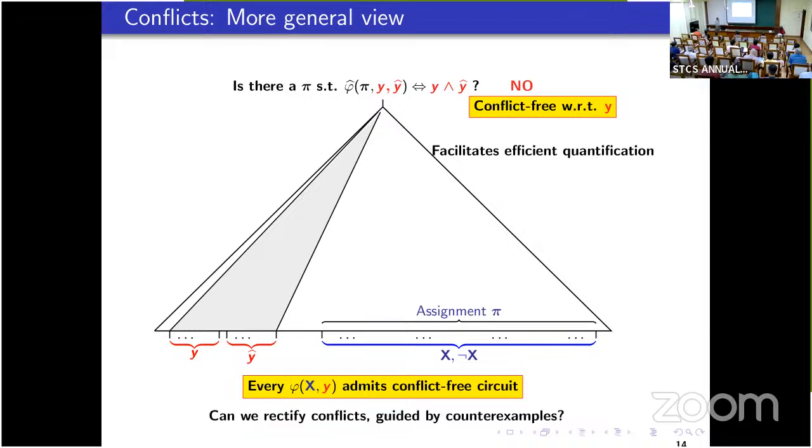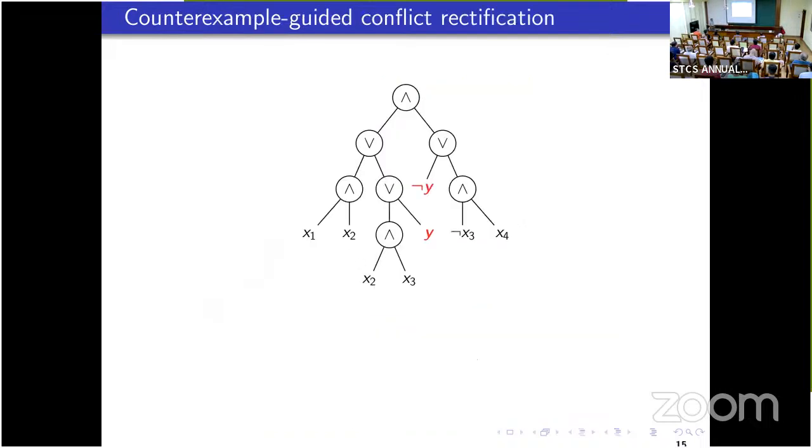But one of the questions that we ask is, do we really need to go to DNF? Can we just look at these counterexamples and rectify these conflicts? So here, maybe I'll just quickly show the idea of counterexample, the idea of conflict rectification. Here is some circuit where again I'm trying to quantify out this y, and I first replace the negation y with y hat.